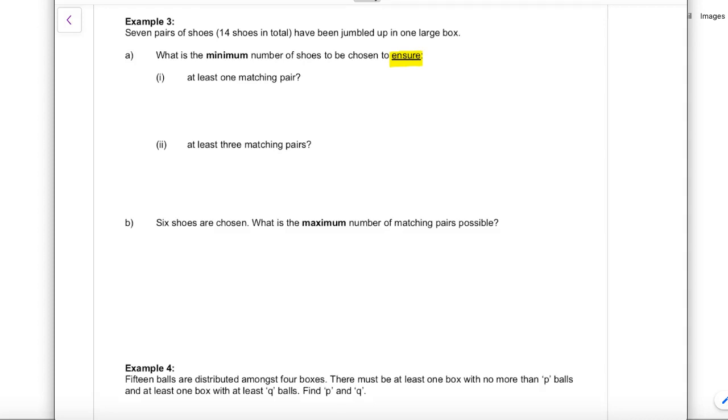So think about pulling out one shoe at a time. We would actually have to pull out 7 shoes. And with 7 shoes, we could find that we have no pairs because they could be the 7 shoes from the different 7 pairs. So we need one more shoe to ensure that we would have one matching pair.